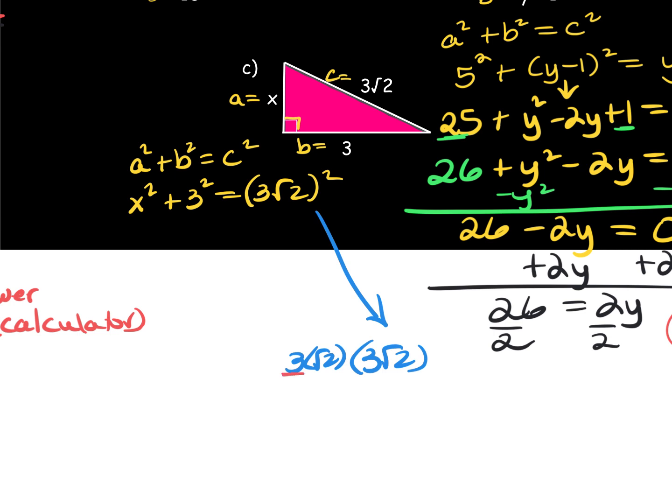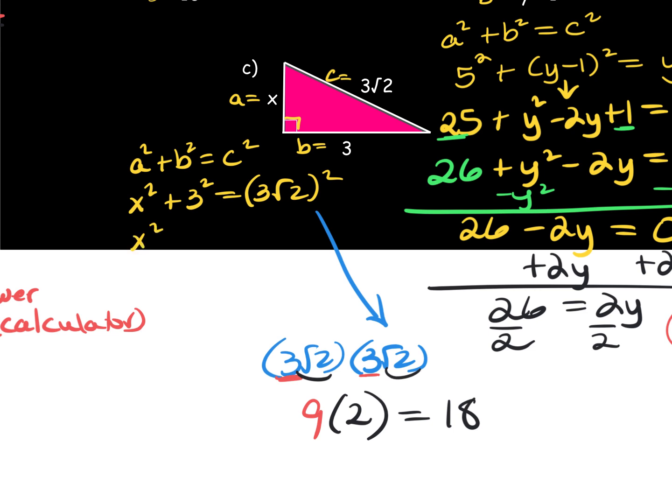I do outside and outside together, and I get, let me fix that. So I get 3 square root 2 times 3 square root 2. Do the two outside numbers together, and then I'll do the two inside. And again, a pair of square root 2's, the 2 comes out, and I get 18. So now, X squared, I leave. 3, I got to square it. It becomes 9. And then this becomes 18.